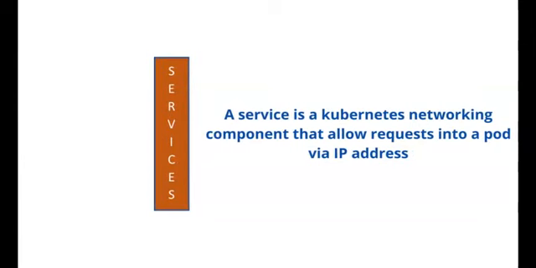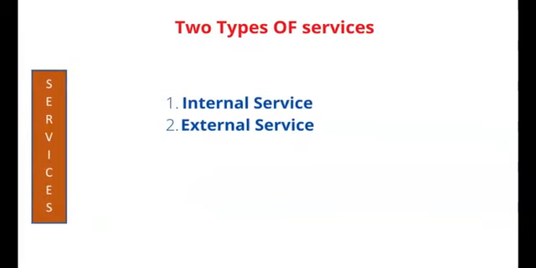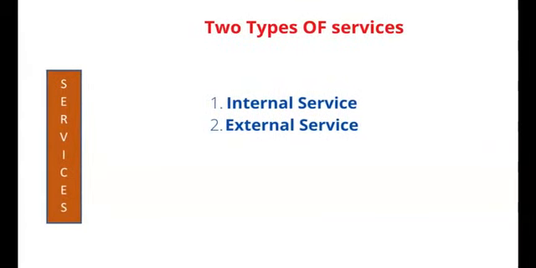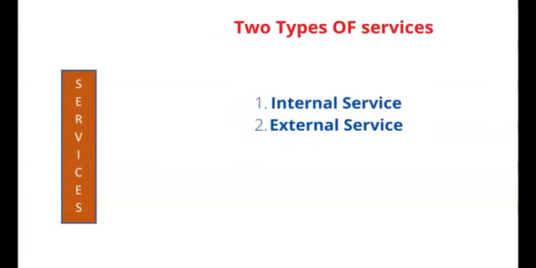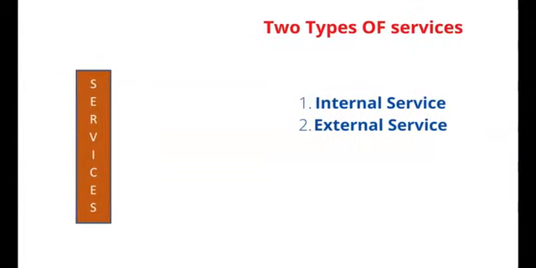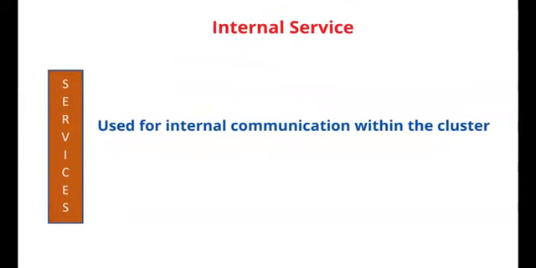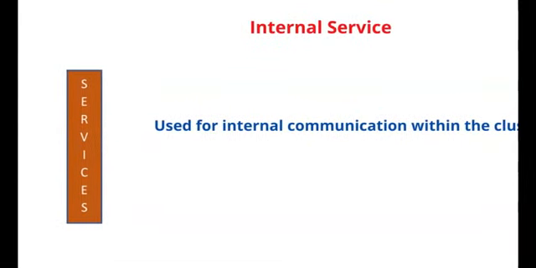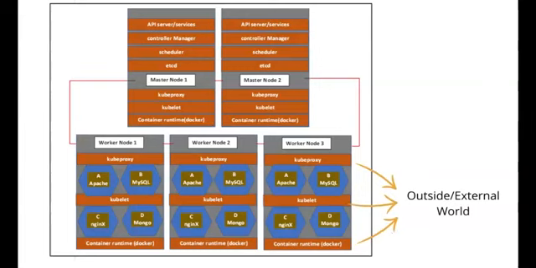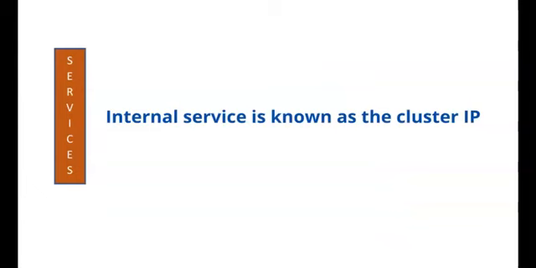There are two types of services. We have the internal service and we also have the external service. Now let's talk about the internal service. The internal service is used for internal communication within the cluster and doesn't expose ports or applications to the outside world. It's good to use this type of service if you don't want your applications, especially databases, to be exposed to the outside world. And the internal service is called the cluster IP.